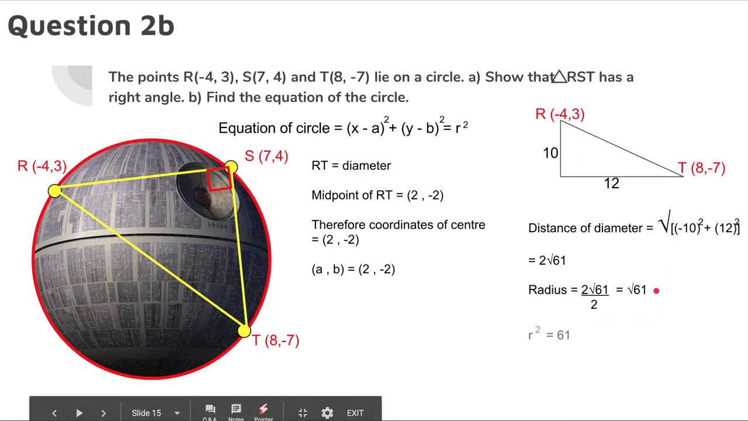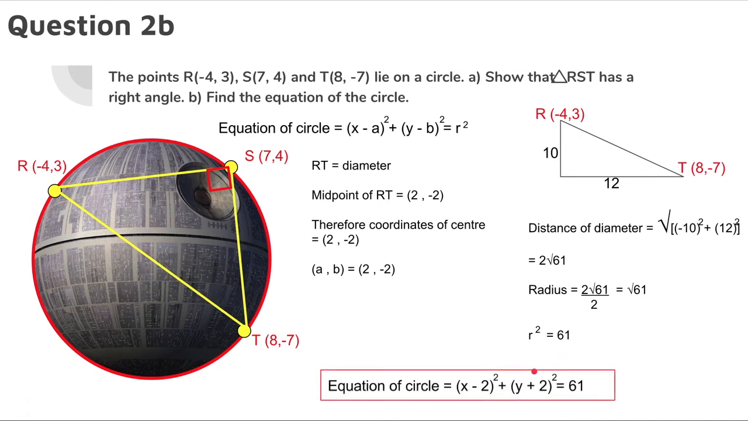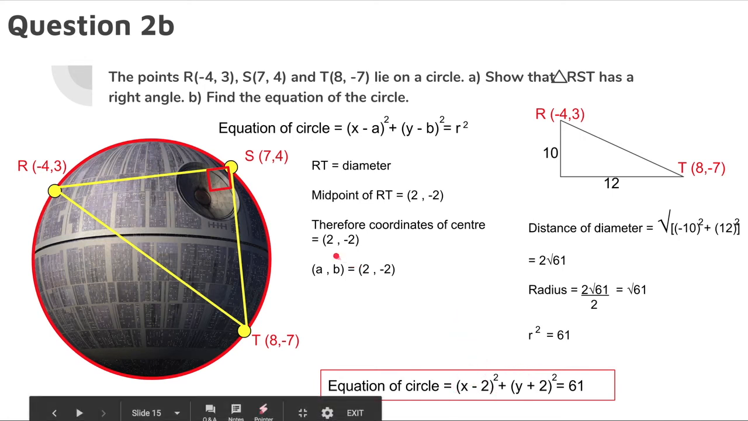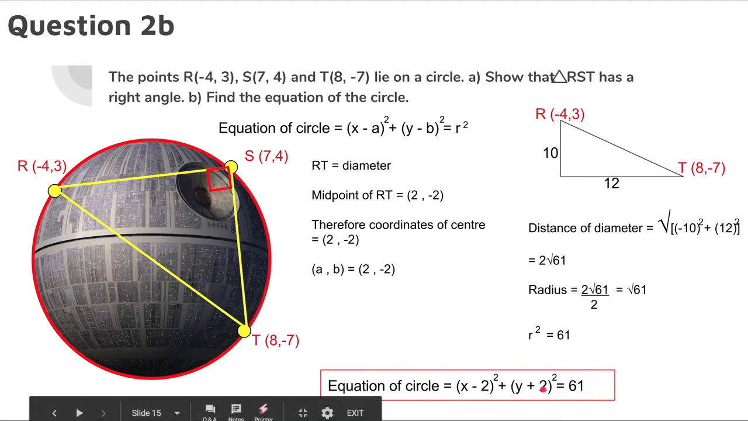So, r squared is 61. There we go. The equation of the circle is x minus 2 all squared, so x minus a, so x minus 2, plus y plus 2 all squared, because it's y minus b, so y minus minus 2, so it's y plus 2. Y plus 2 all squared is equal to 61, because that is r squared. Not root 61, 61, because it's r squared. That's it.